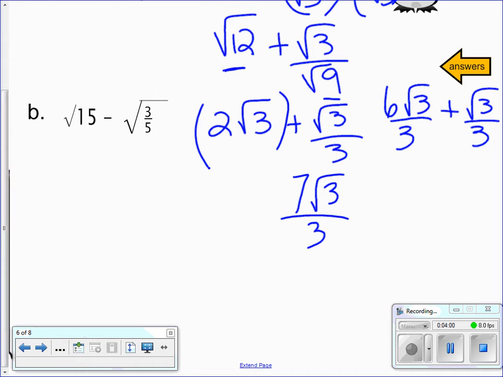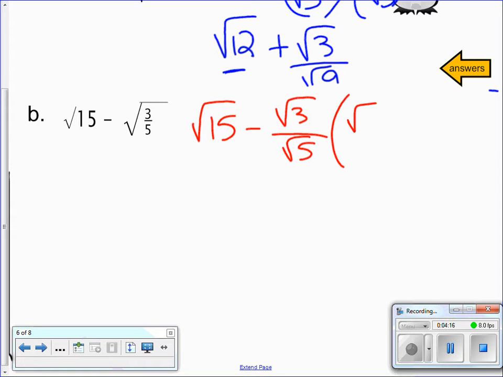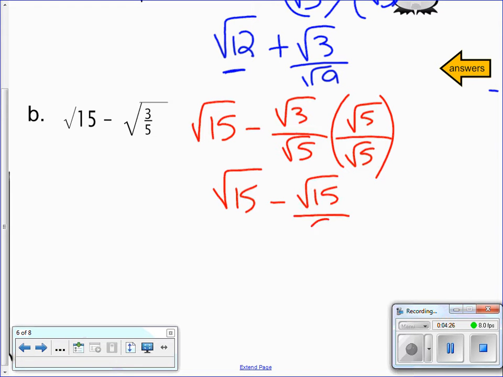All right, the second one, I need to rationalize the denominator again. So I do that by changing this to the square root of 15 minus the square root of 3 over the square root of 5. I multiply the top and the bottom by the square root of 5. And that gets me the square root of 15 minus the square root of 15 over 5.